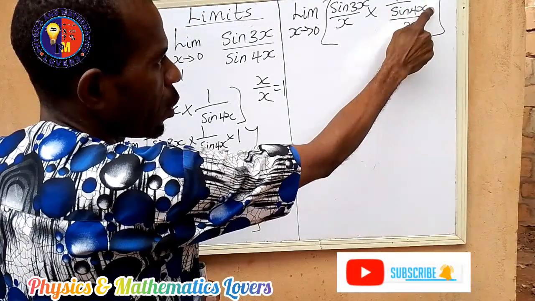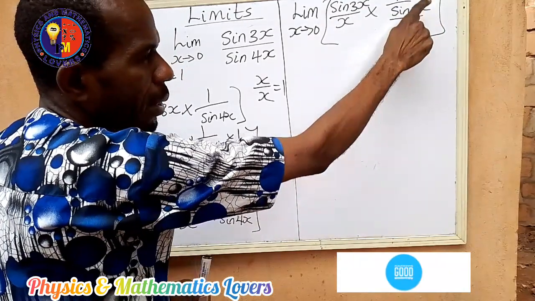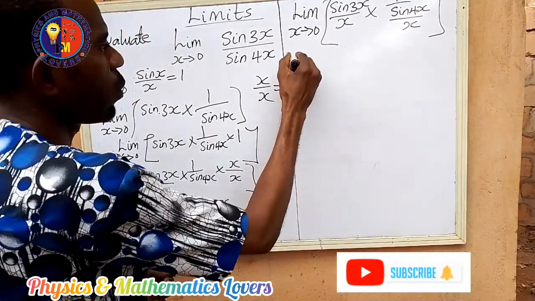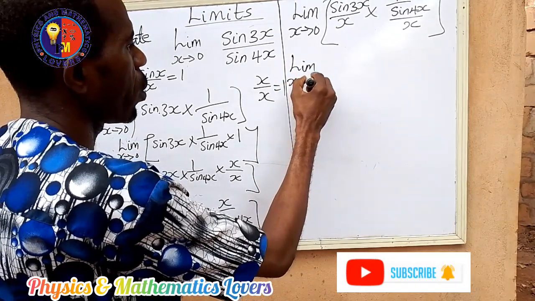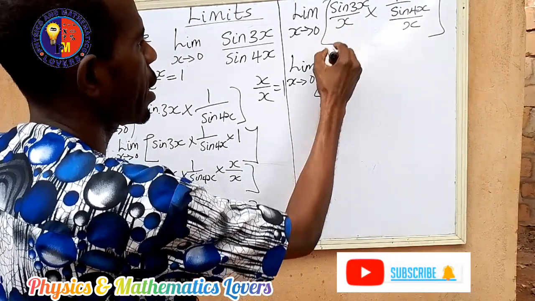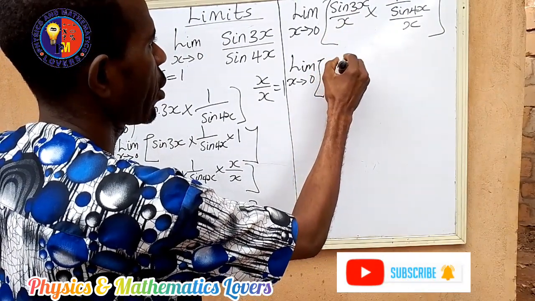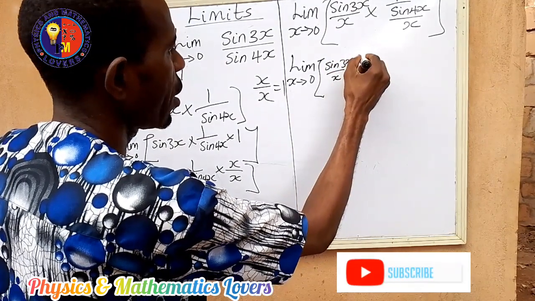Then for the second denominator, I will multiply up and down by 4. So at the end of the day, I am going to have the limit as s tends to 0 of sine 3x all over x, then times 3 over 3.